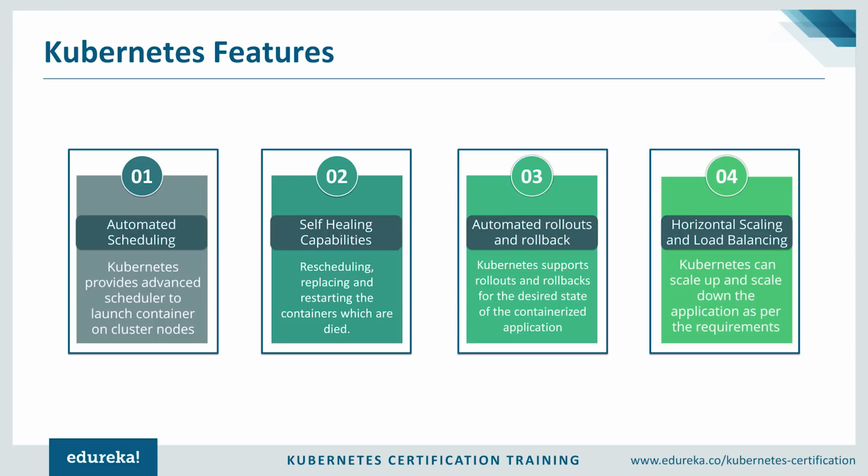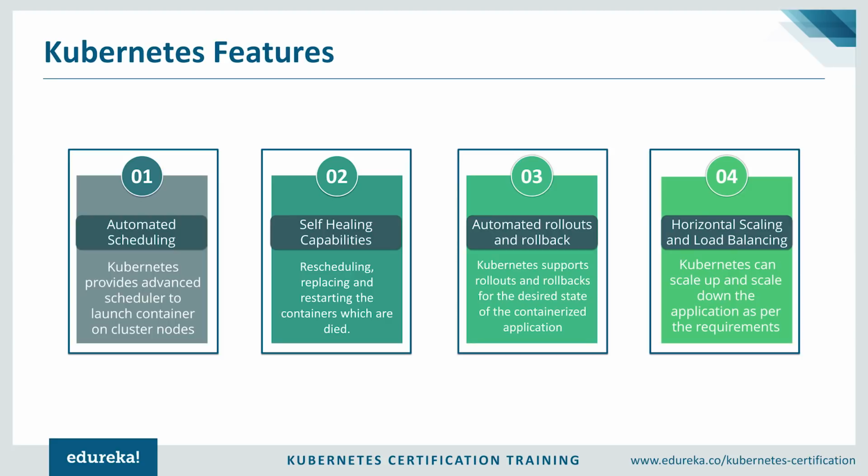It deploys and updates the secrets and application configurations without rebuilding your images and without exposing the secrets in your stack configuration. In addition to the services, Kubernetes can also manage your batch and CI workloads by replacing containers that fail if desired, right? So it scales up your application and down with a simple command, with a UI, or automatically based on CPU usage. Kubernetes also progressively rolls out changes to your application or its configurations while monitoring the application health to ensure that it doesn't kill all your instances at the same time.